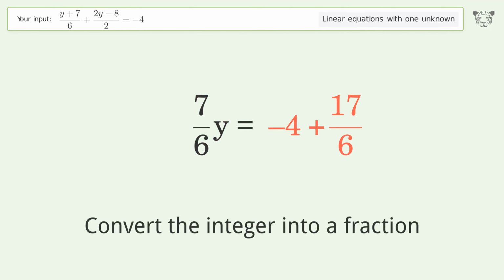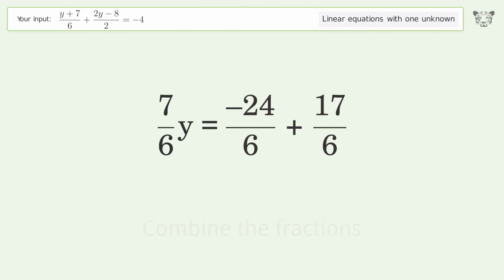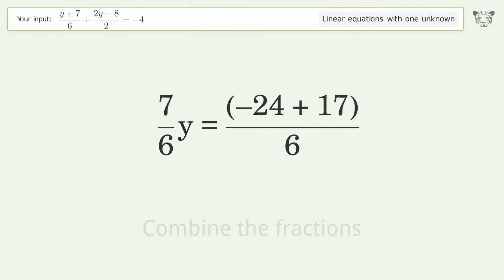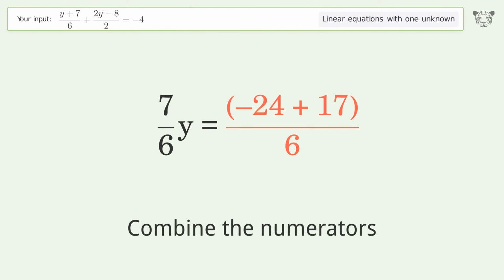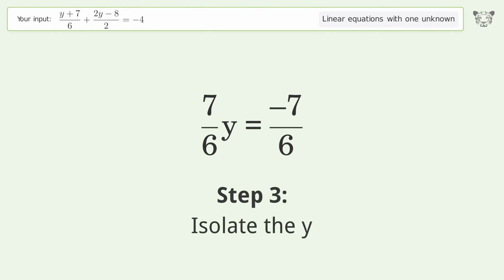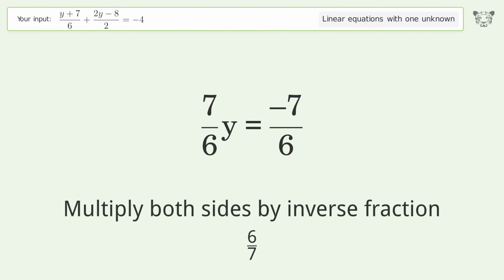Convert the integer into a fraction. Combine the fractions. Combine the numerators. Isolate the y. Multiply both sides by inverse fraction 6/7.